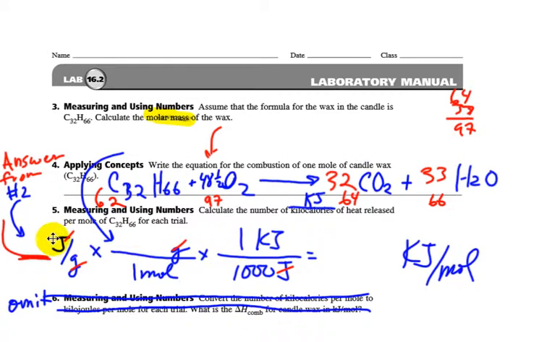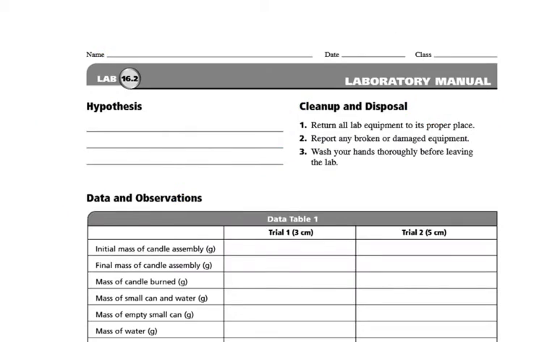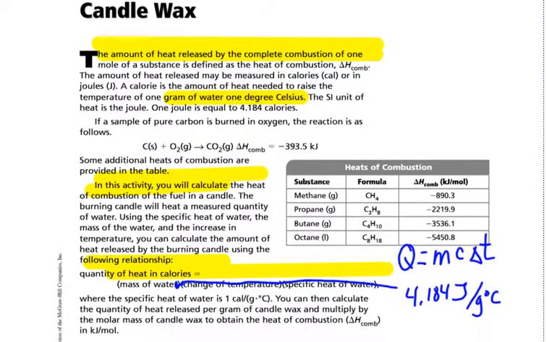So to change joules per gram to kilojoules per mole, you can see here multiplied by the molar mass, grams and grams cancel. I'll have joules per mole, but of course I want kilojoules per mole. So divide by 1,000, joules and joules cancel, and I have my unit of kilojoules per mole. And once you have that number, you'll be able to compare with these numbers over here for methane, propane, etc.